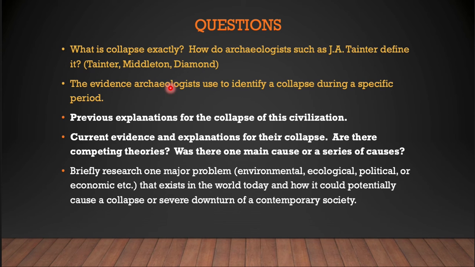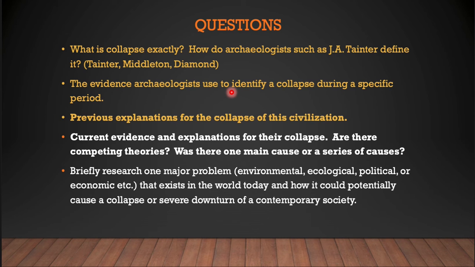The evidence of a drought doesn't mean that a society collapsed. It means that there was a drought. It could explain why the collapse happened, and that's different. That's not evidence to identify a collapse. That's evidence used to try and explain why the collapse happened. So be very clear on these differences. If you have questions, again, you could always ask me.